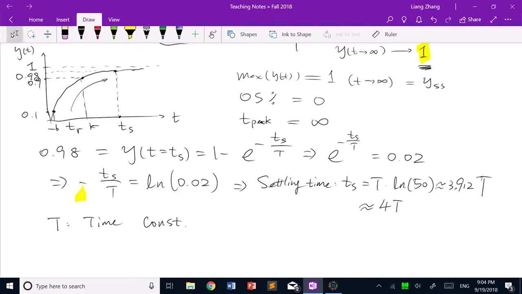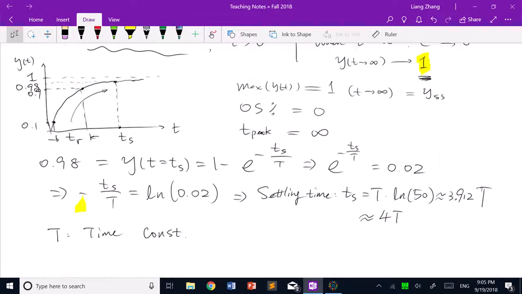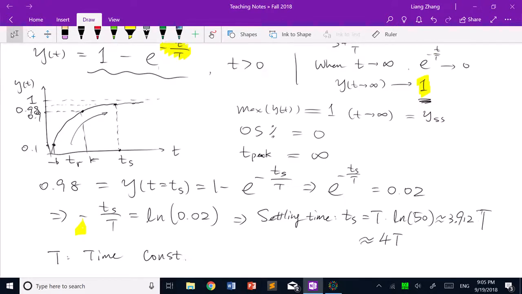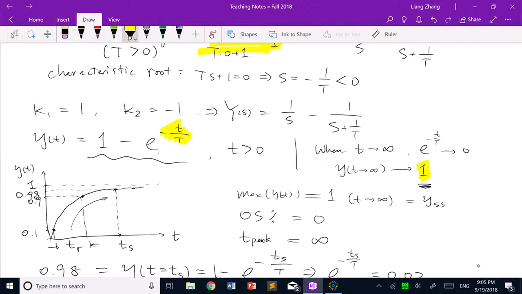And if you look even closer, this T appears in your exponential function like this: e to the negative t over T. So T is also associated with how fast the exponential signal will decay, and it carries a lot of physical meaning that we'll discuss later. But as far as the name is concerned, we call this capital T a time constant when it appears in this form in the transfer function, or like this in your exponential signal.